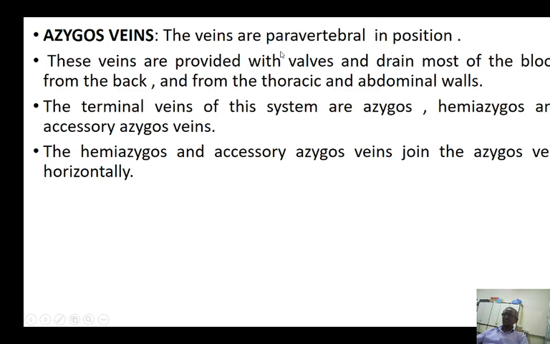Azygos veins. The veins are paravertebral in position. These veins are provided with valves and drain most of the blood from the neck and from thoracic and abdominal walls. The terminal veins in the system are azygos, hemiazygos and accessory hemiazygos. The hemiazygos and accessory hemiazygos veins join the azygos vein horizontally, that we have shown in the figure, and then we'll talk in our next class about these azygos veins. So thank you.